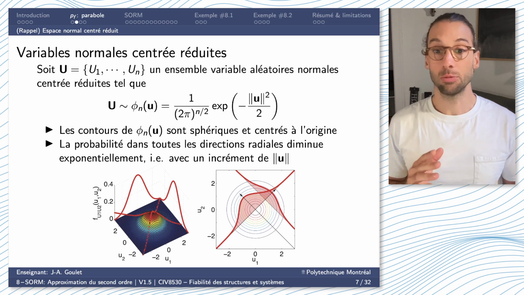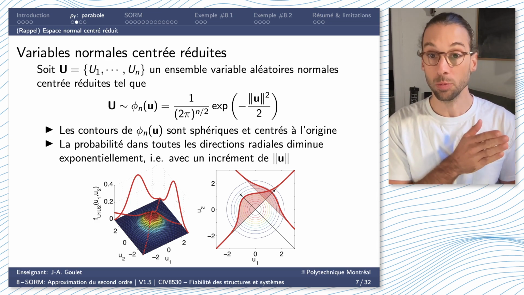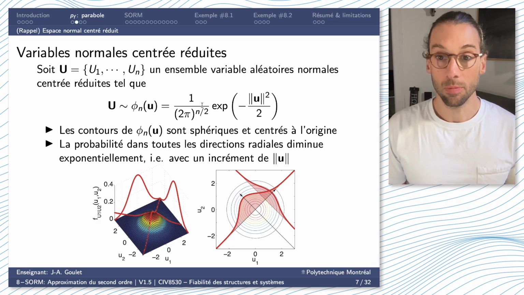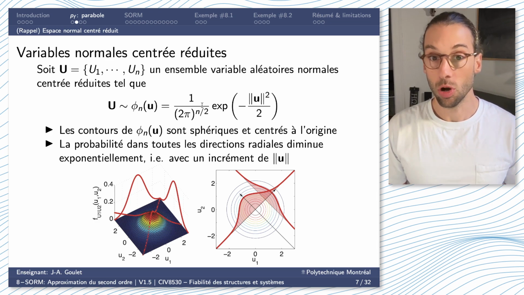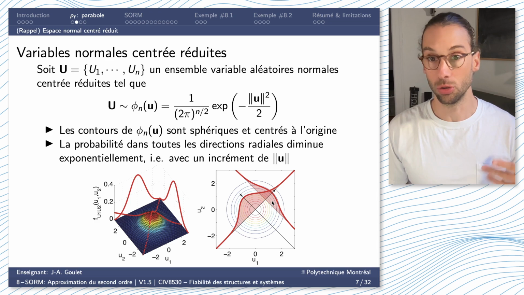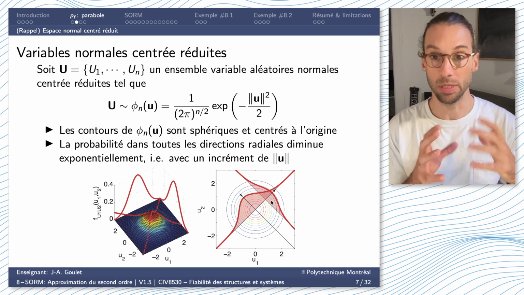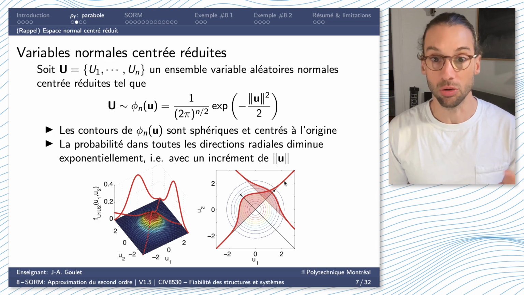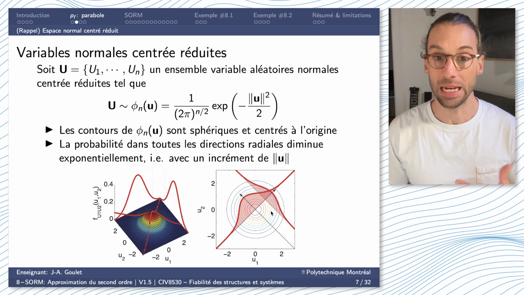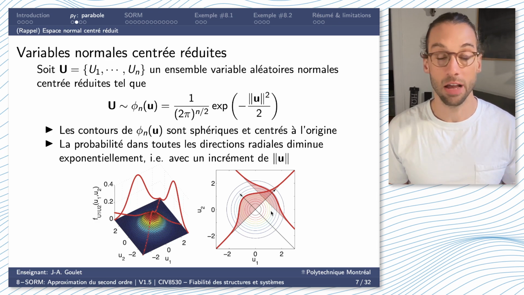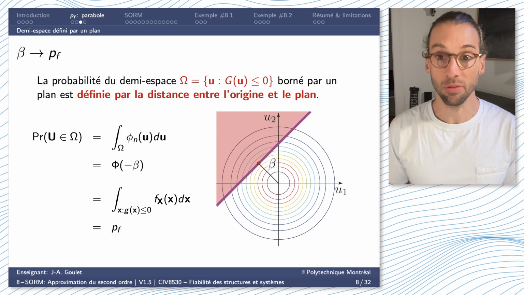So we said X was our vector of random variables in the original space. Now U is our vector of random variables in the standard normal space. So U is normal, with mean 0 and variance 1, and we have all independent dimensions. So the contours of that joint PDF are circular in 2 dimensions, and in multiple dimensions are going to be spherical or hyperspherical. And the probability content decreases exponentially with increasing distance from the origin in any direction. This is the same property that we've been using since module 5, if I'm not mistaken, in order to simplify the calculation.